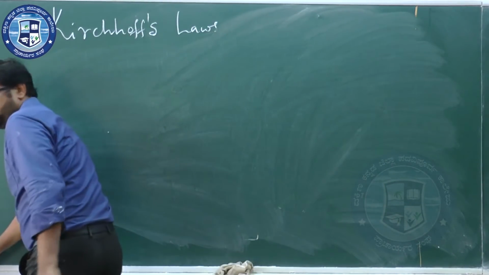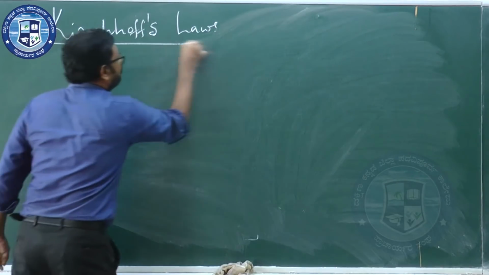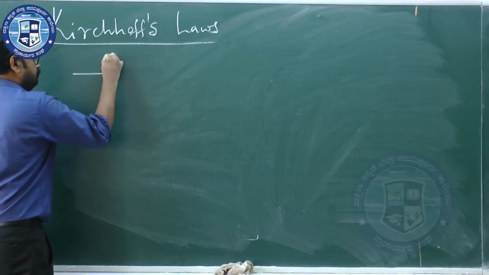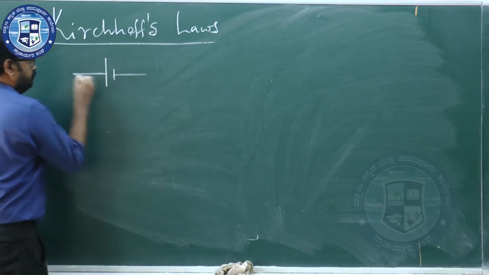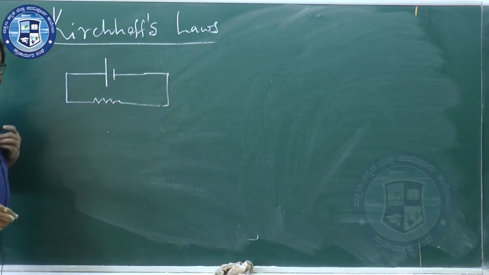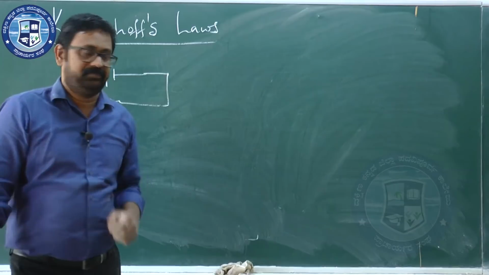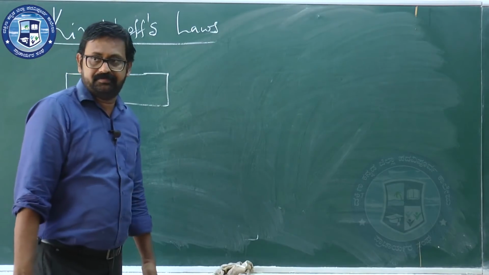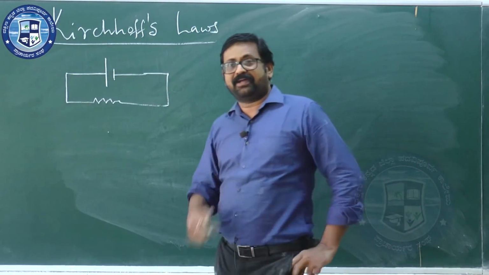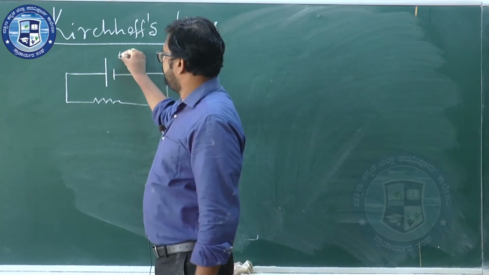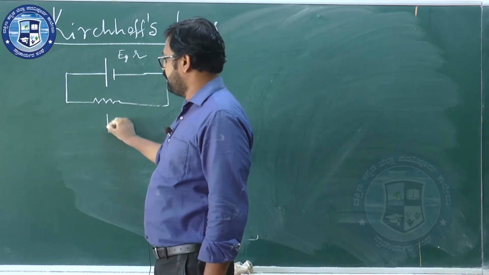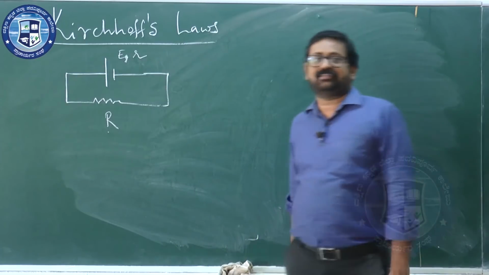So now we have reached a stage where I can give one more simple example from your earlier knowledge. See, when you studied about a cell, I mean sources of EMF, you came across a simple circuit. For a simple circuit, you applied Ohm's law. There is a cell of EMF E, with internal resistance r, and there is an external resistance capital R.